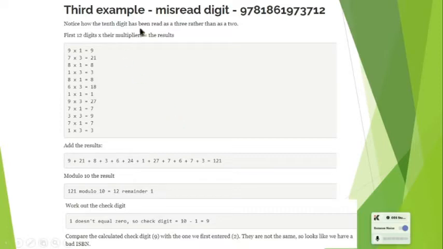So ito, misread digit. Notice how the 10th digit has been read as 3 rather than 2. So baka namali. So mag-iiba talaga yung check digit. Okay? So yun lang yan.